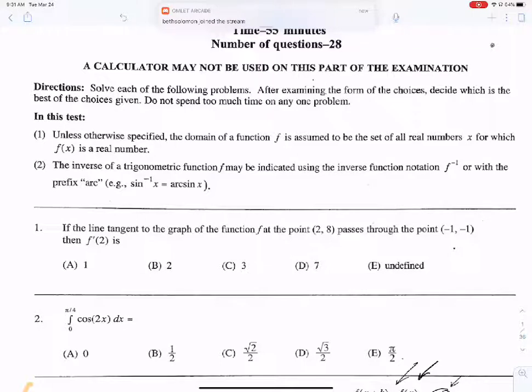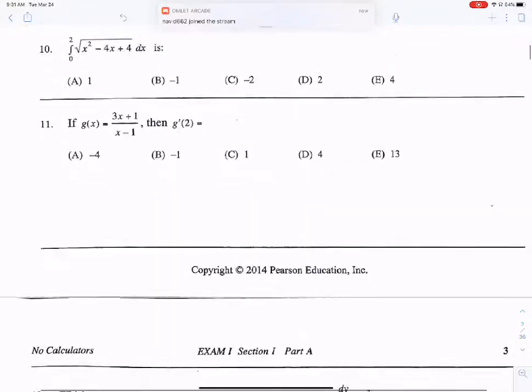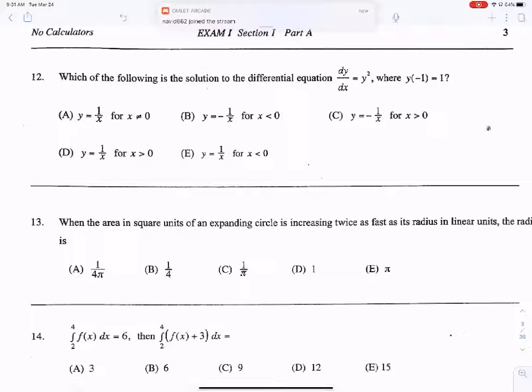Okay, so first one, number 12, how do you figure out the domain? Let's go from there. Let's see what we got. Which of the following is the solution to the differential equation, where y of -1 equals 1? Okay, so let's quickly go through and solve it, and then we can talk about the domain a little bit.